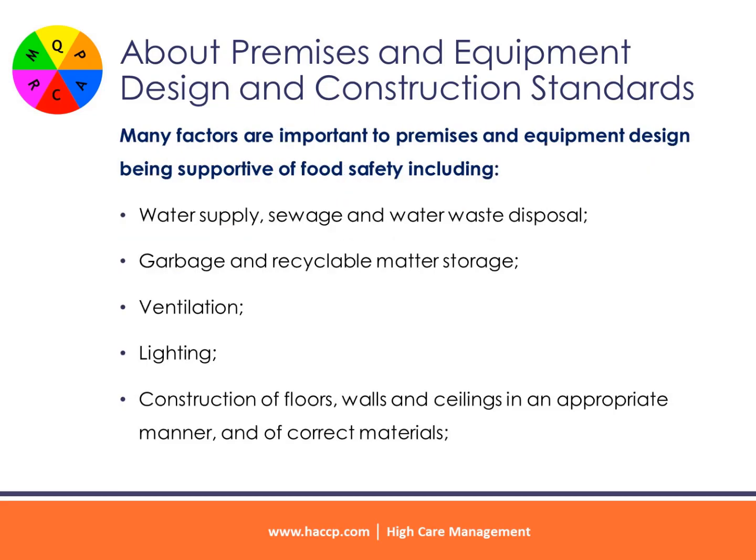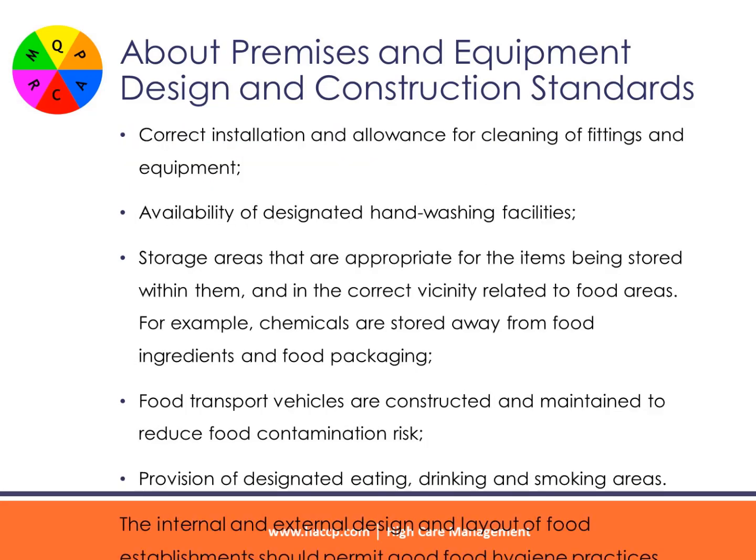Many factors are important to premises and equipment design being supportive of food safety, including water supply, sewage and water waste disposal, garbage and recyclable matter storage, ventilation, lighting, construction of floors, walls and ceilings in an appropriate manner and of correct materials, correct installation and allowance for cleaning of fittings and equipment, availability of designated hand washing facilities, storage areas that are appropriate for the items being stored within them, and in the correct vicinity related to food areas.